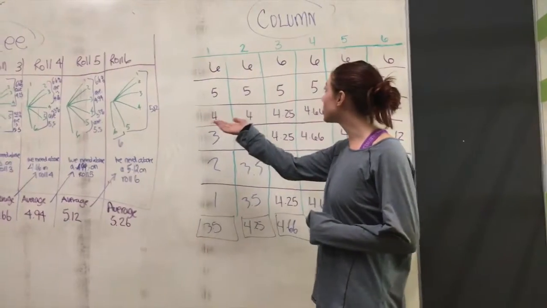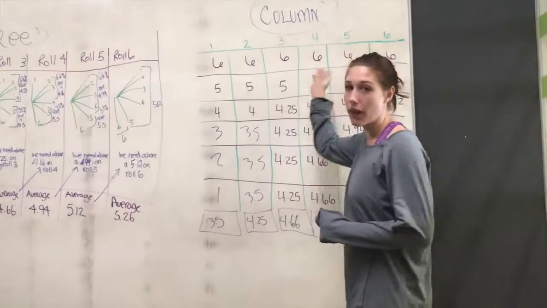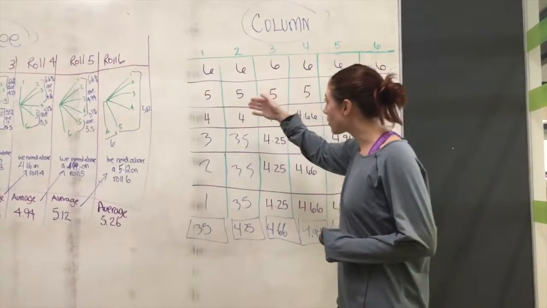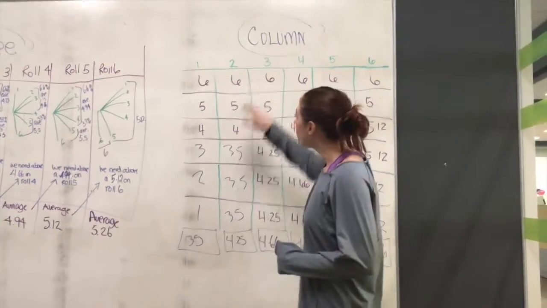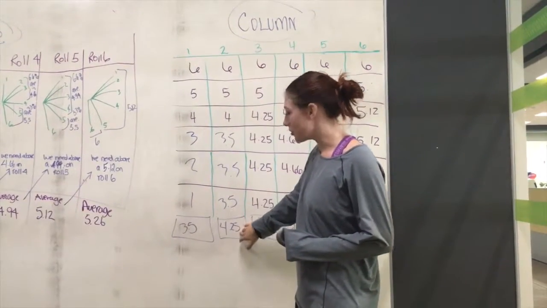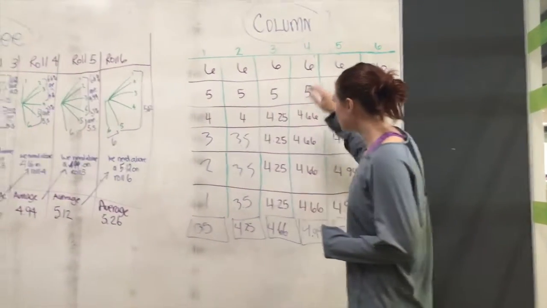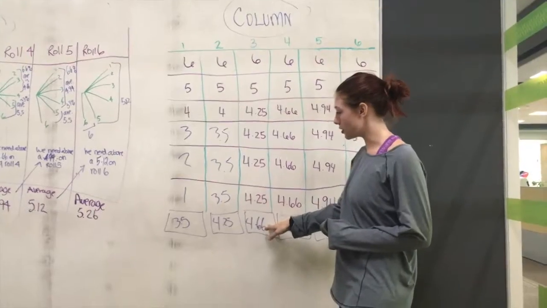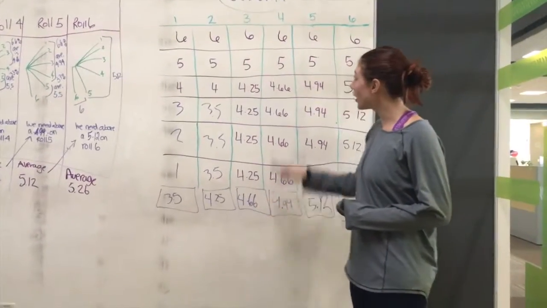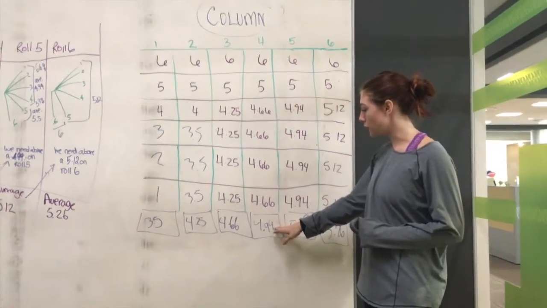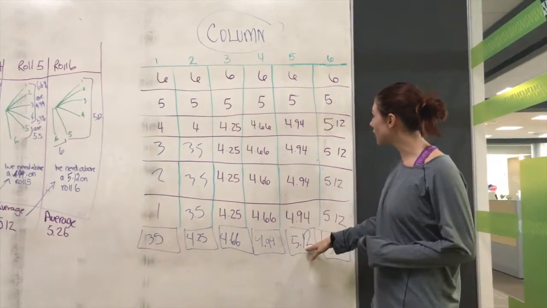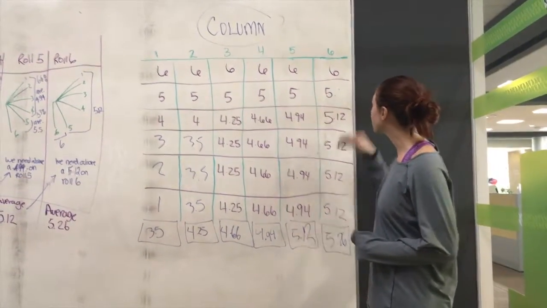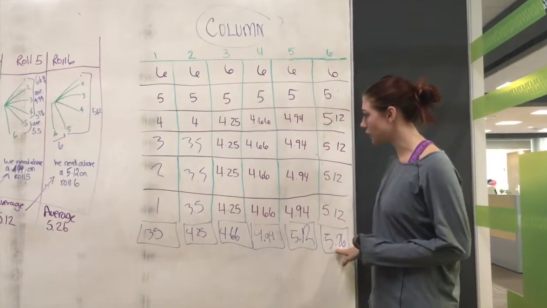That was the tree method that Nan just explained, and we have the column method. Here we have our first roll, which gives us an average of 3.5. When we do our second roll, we get an average of 4.25. When we do our third roll, we get an average of 4.66. And our fourth roll, we get an average of 4.94. Fifth roll, we get a 5.12 average. And in our sixth roll, we get a 5.26 average.